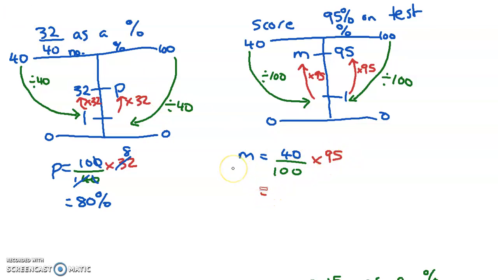And that gives me, I worked it out, 38 marks. It's actually 9.5 times 4 because I can cancel that and say that that's 9.5 times 4, which is 38 marks. So I know that if I wanted to score 95%, I would have to have 38 marks. So that's how I would do that one.